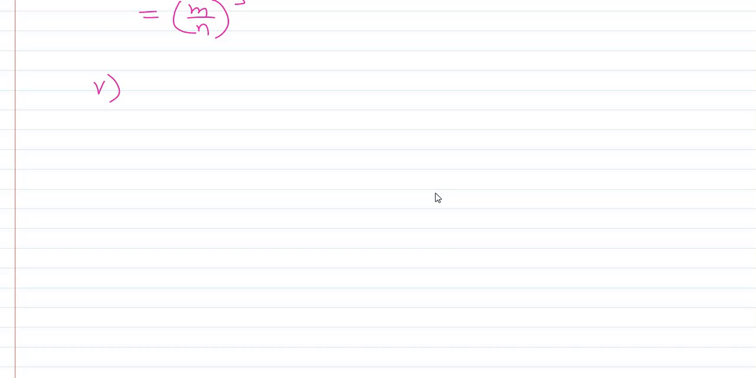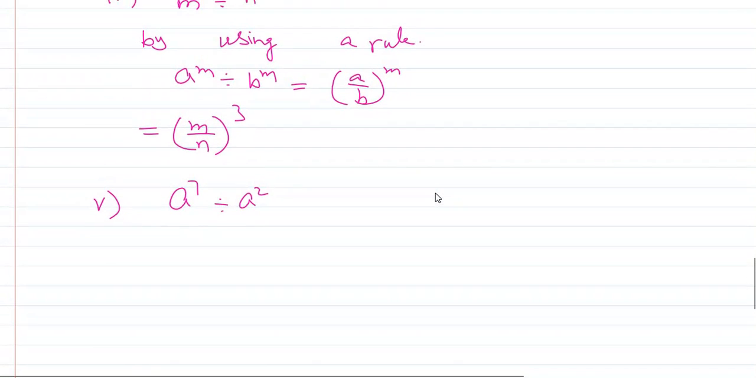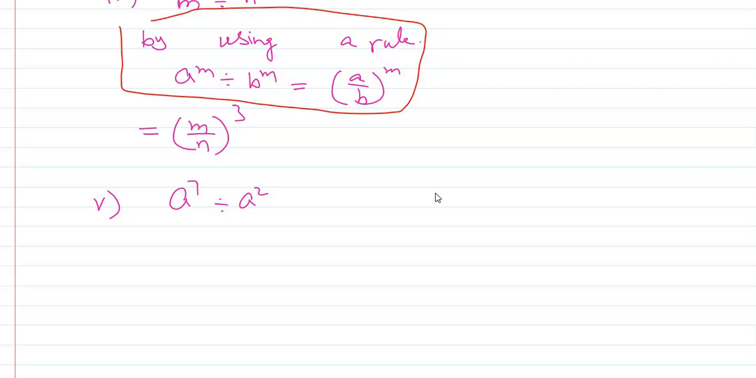Now I am solving its part 5. Remaining parts we solve in the next question. a raised to power 7 divided by a raised to power 2. Then write down these lines again at this point.